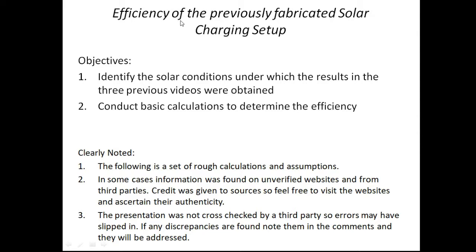I want to clearly note this is rough calculations and assumptions. In some cases the information is from unverified websites and third-party sources. Feel free to look at them. I did credit them. If you don't like them, don't take what you get here. This presentation wasn't really cross-checked, so it's subject to errors. If you find any, there's a comment section. Note them. I'll look at them. Hopefully they can be corrected somewhere down there, or I'll have to do a follow-up.